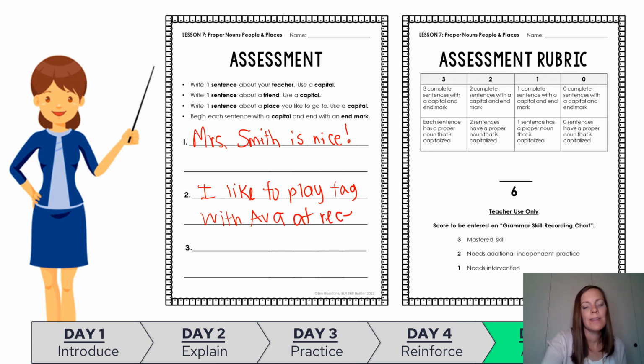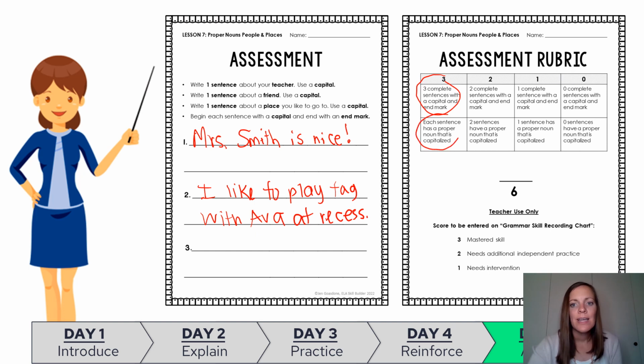All right. And then at the end, you can have your students self-assess with a rubric if you think they are able to do that. And this just gives more accountability and self-monitoring skills. So they would check, yeah, I have 3 complete sentences with a capital and end mark. Each sentence has a proper noun that is capitalized. And then the teacher would check over their grading and see if they agree with it, give them their scores. So yeah, I agree, 6 out of 6.